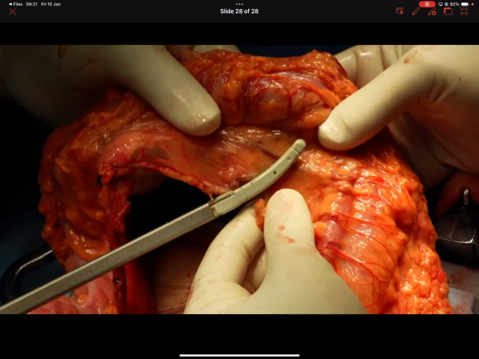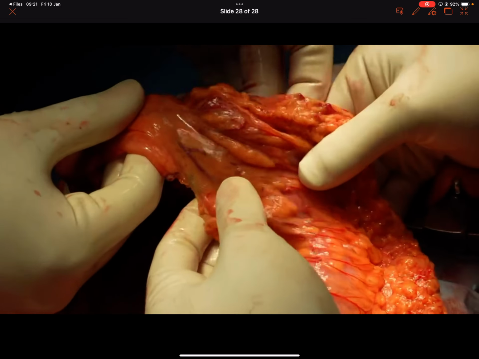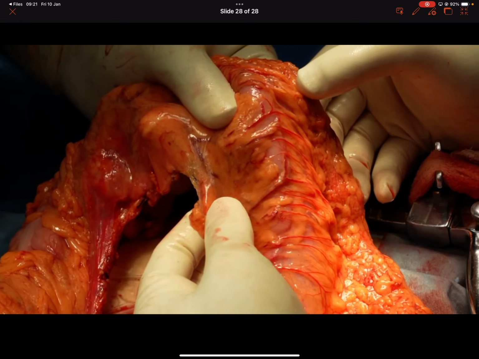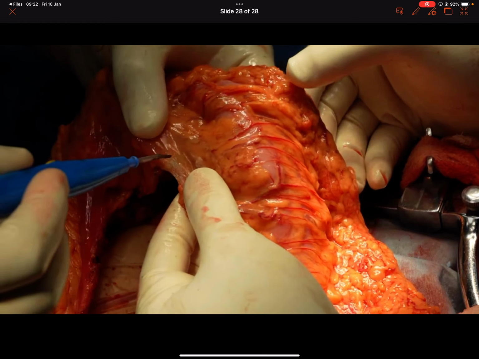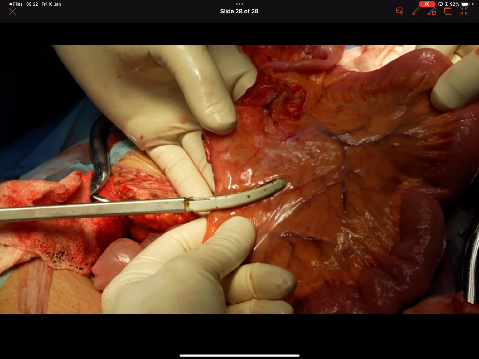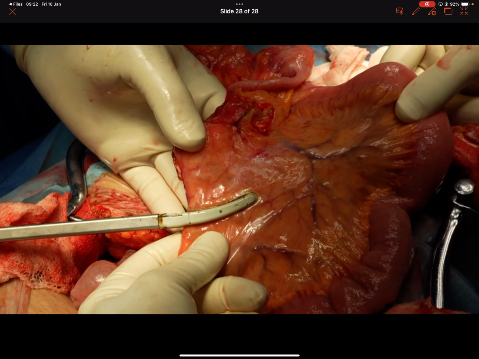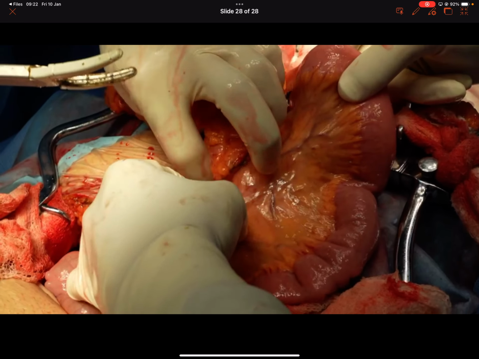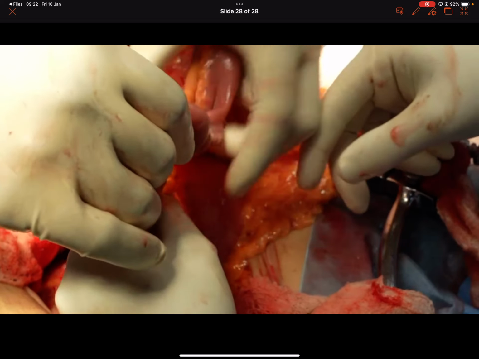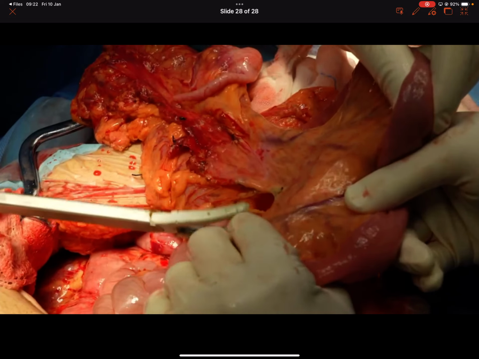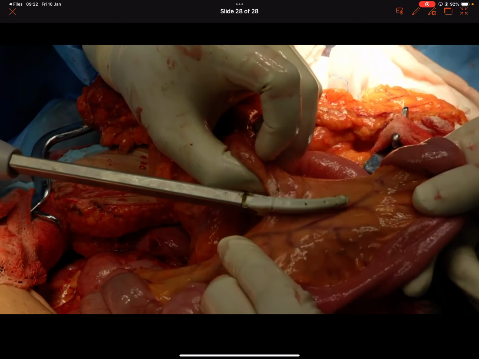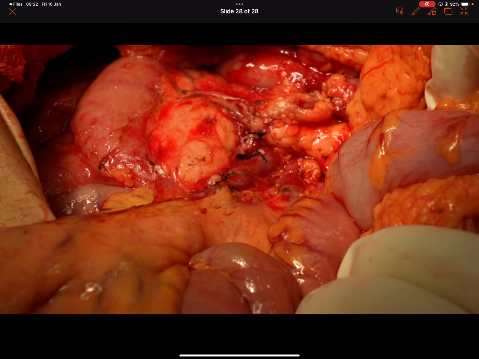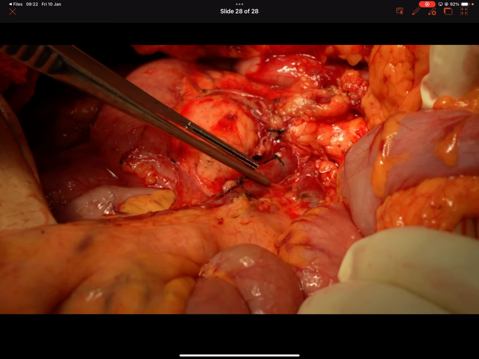Extended hemicolectomy will be performed because the tumor is located in the hepatic flexure. Cut it. So we are going towards the left side of the transverse colon. These are the vessels to the terminal ileum. The SMA. So this is the SMA.